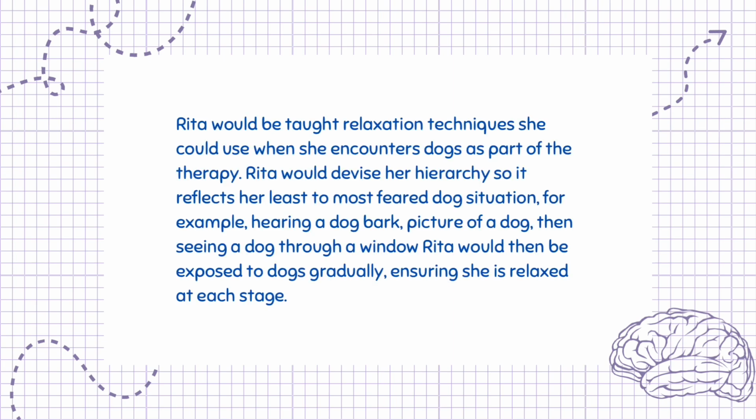Rita would be taught relaxation techniques she could use when she encounters dogs as part of the therapy. Rita would devise her hierarchy so it reflects her least to most feared dog situation, for example, hearing a dog bark, picture of a dog, then seeing a dog through a window. Rita would then be exposed to dogs gradually, ensuring she is relaxed at each stage.